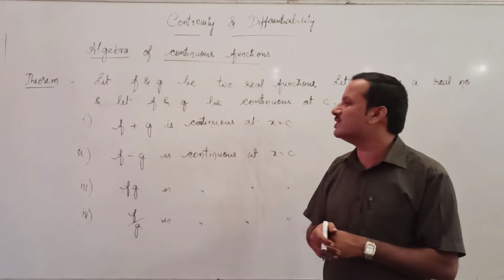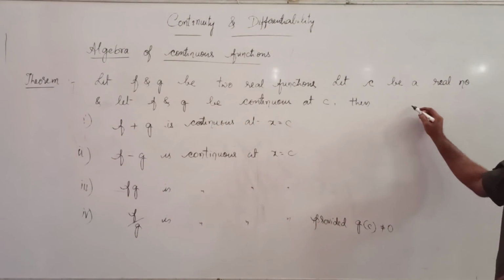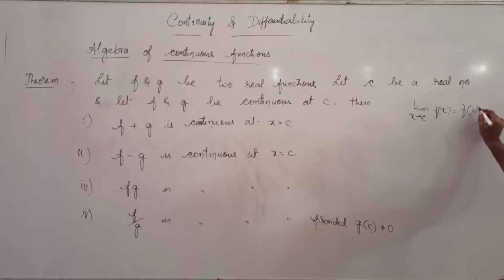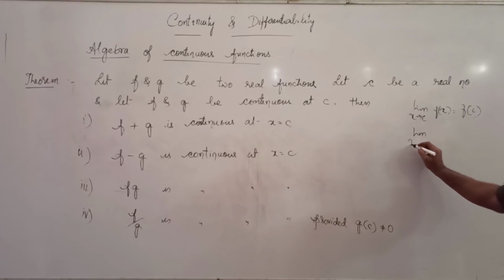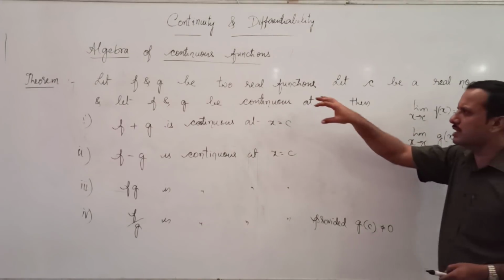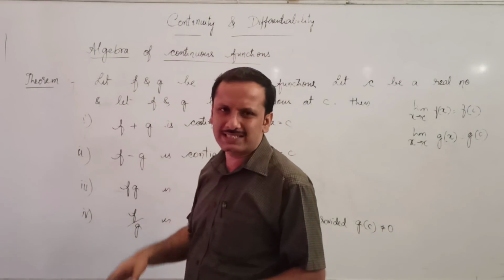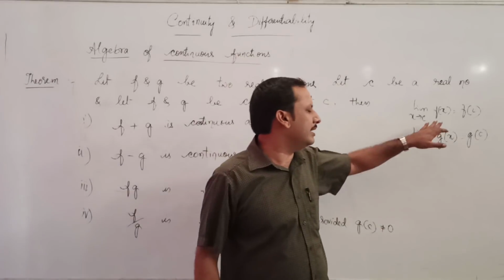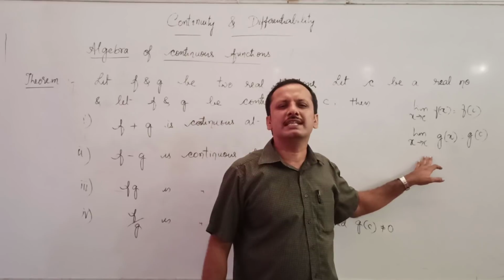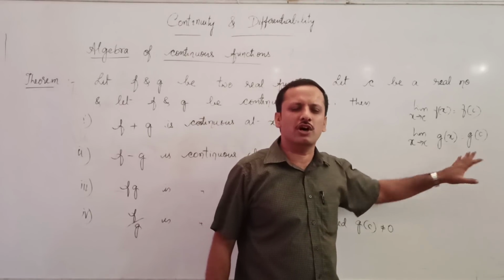See, given that f and g are continuous, I can say limit x tends to c, f of x is equal to f of c, and limit x tends to c, g of x is equal to g of c according to the definition. They have defined that f and g are continuous functions at x equal to c. Therefore, limit x tends to c, f of x is equal to f of c, and limit x tends to c, g of x is equal to g of c.